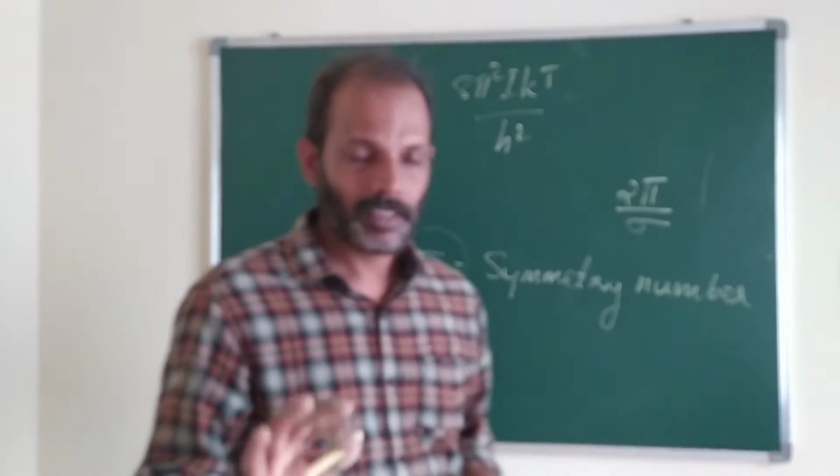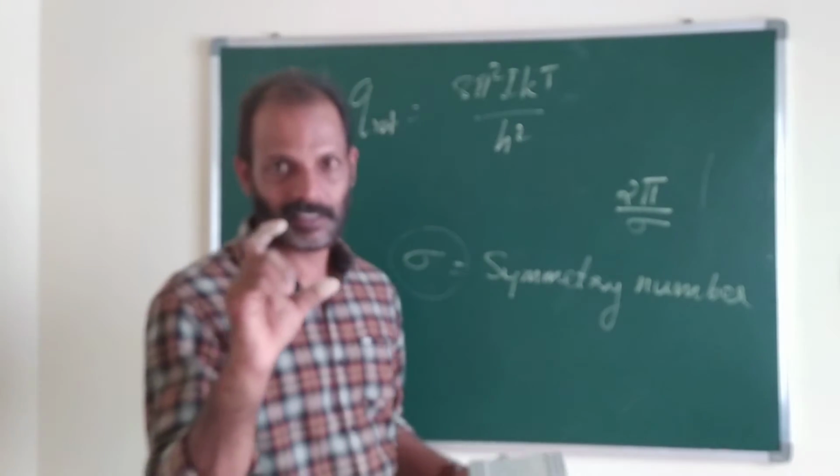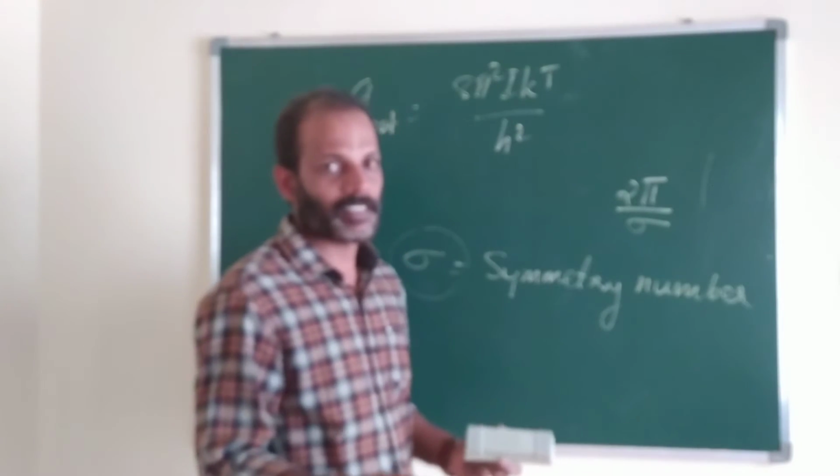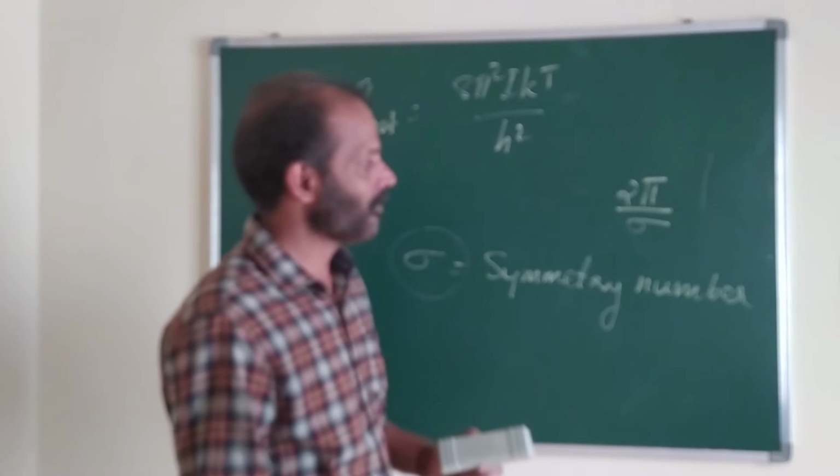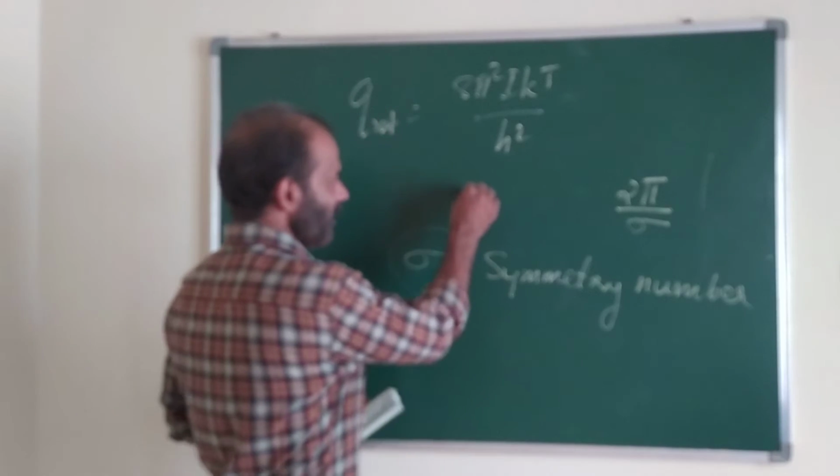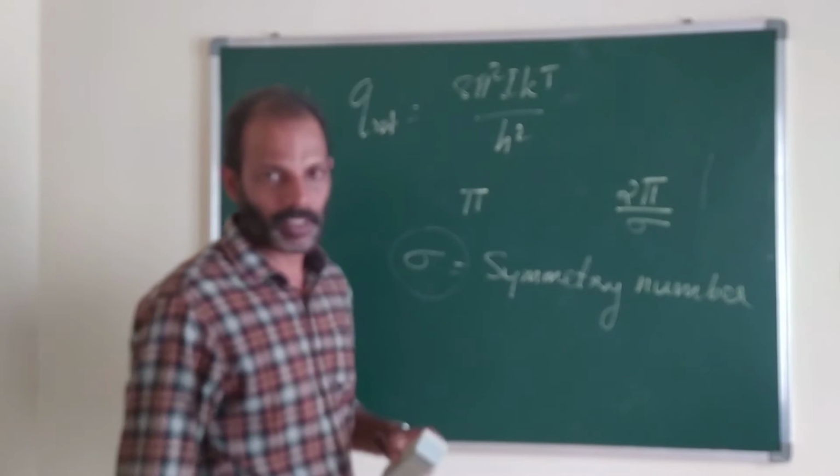Suppose there are two symmetry elements, for example a C2 axis. We get the same appearance, the same configuration, after rotation of pi radians.